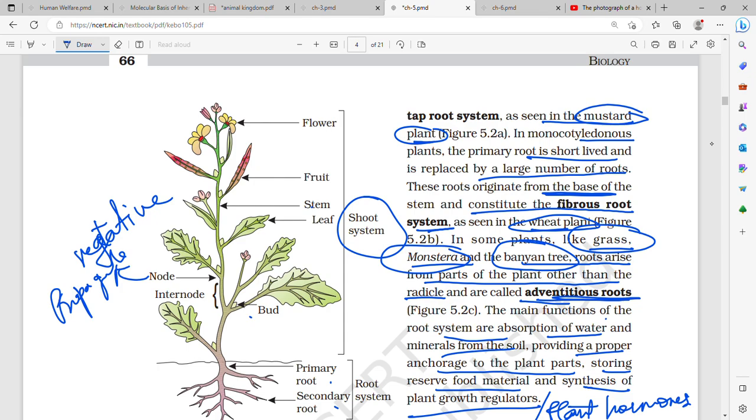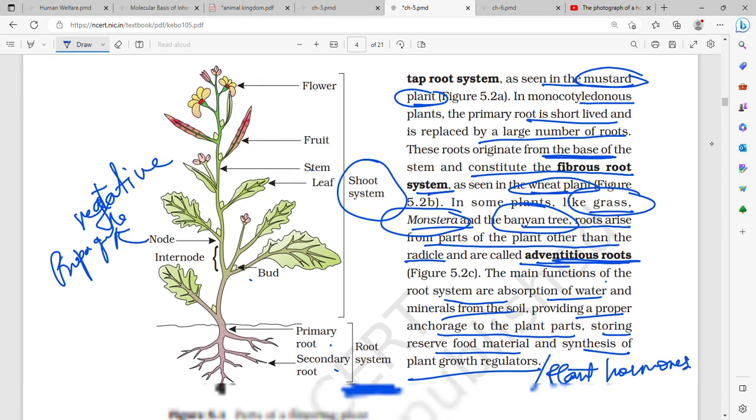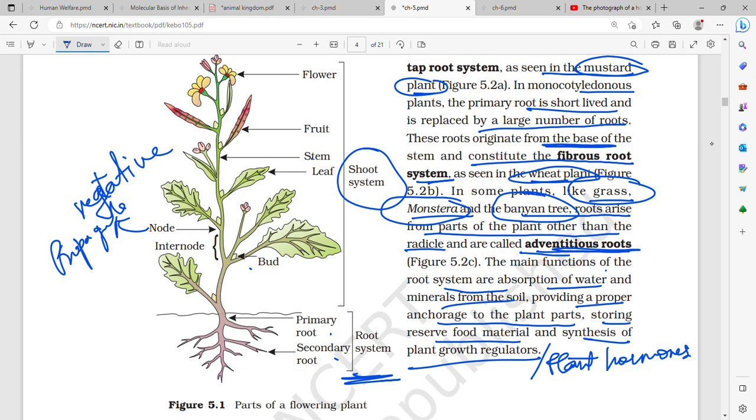What are the main functions of the root system? It is absorption of water and minerals, then storage of reserve food material, providing anchorage and support to the plant, and lastly the synthesis of plant growth regulators or plant hormones.